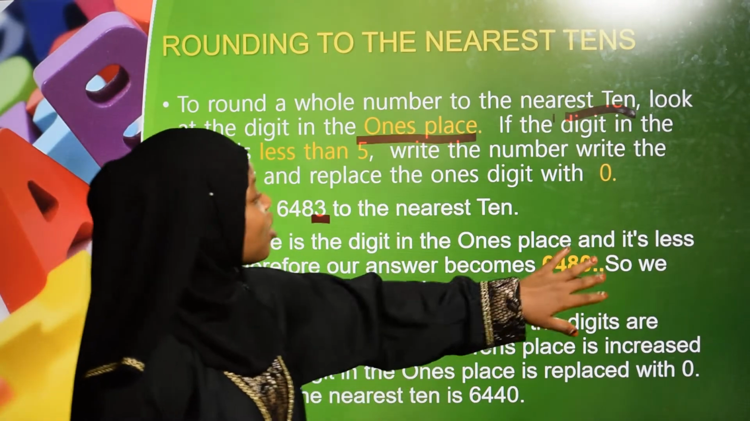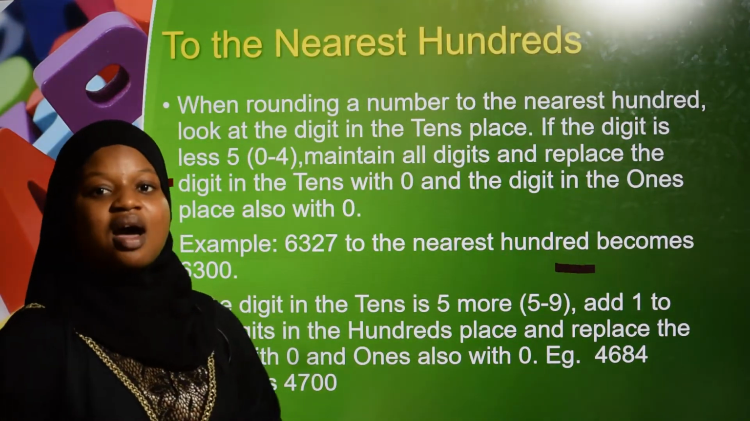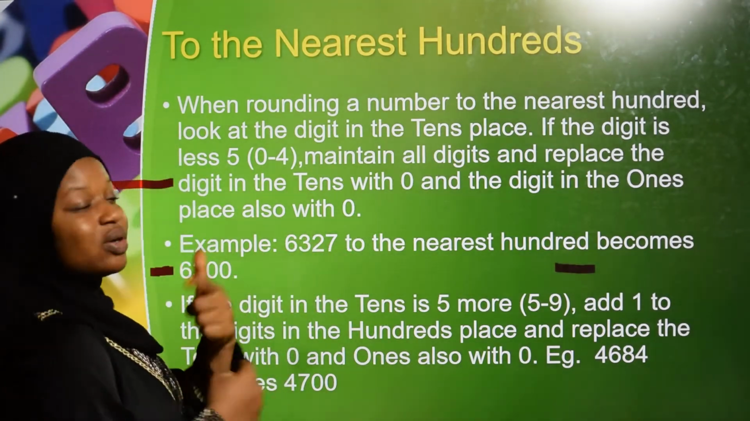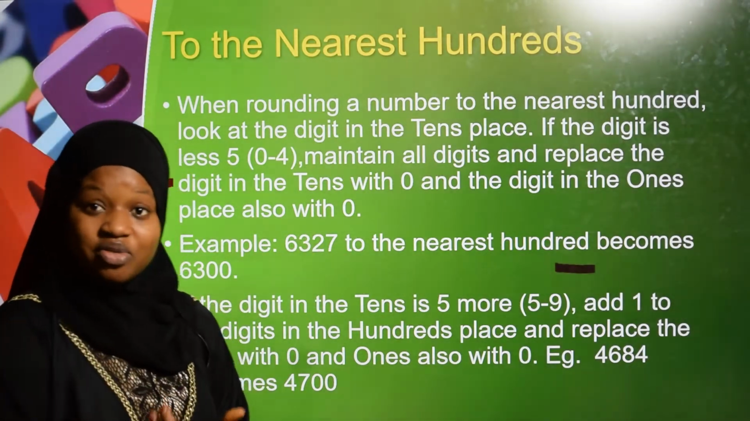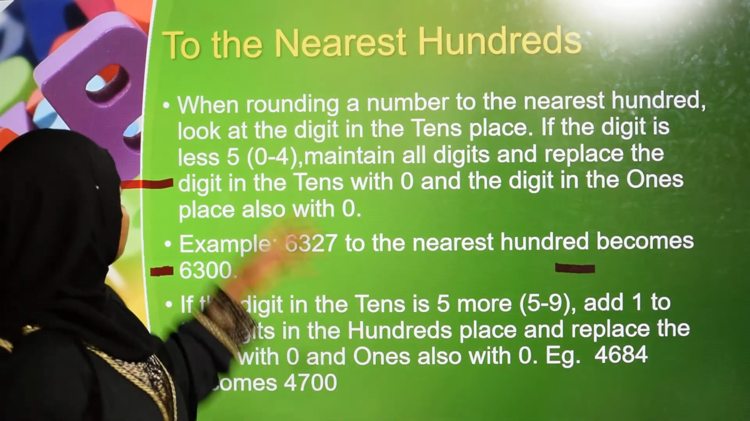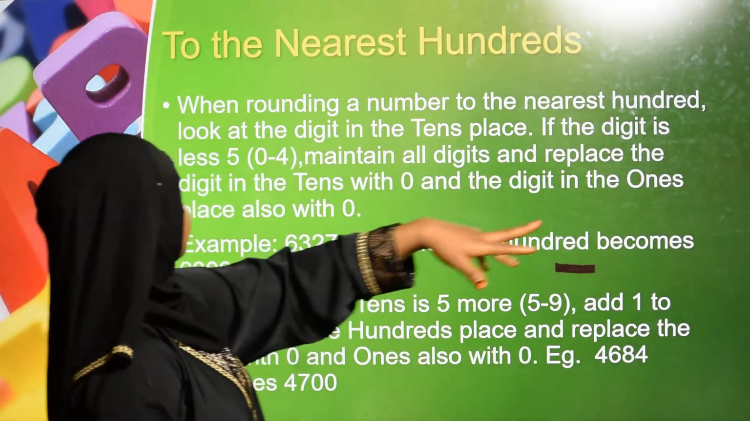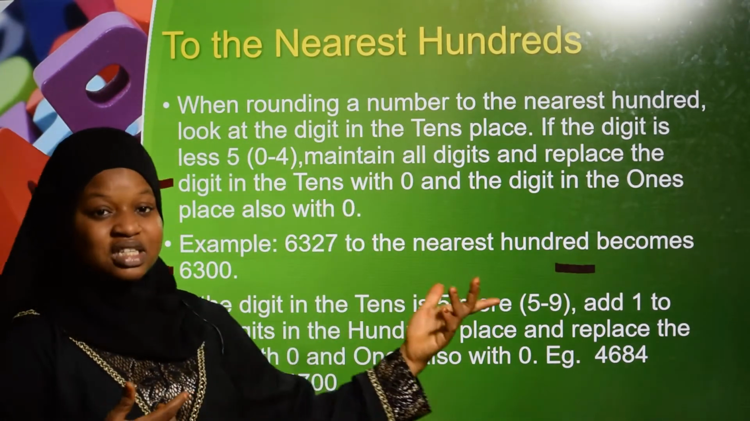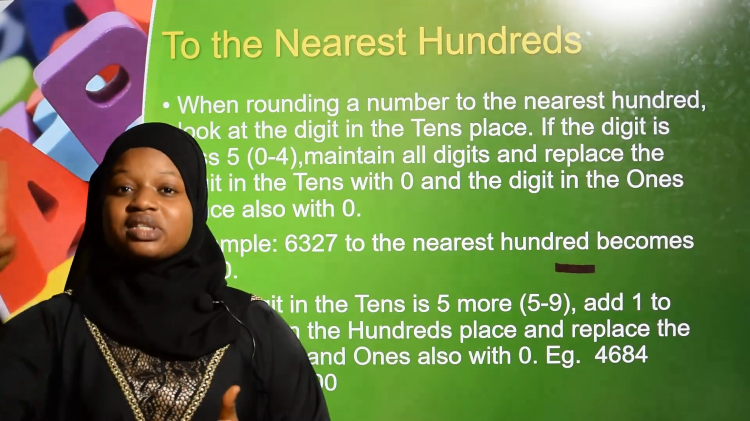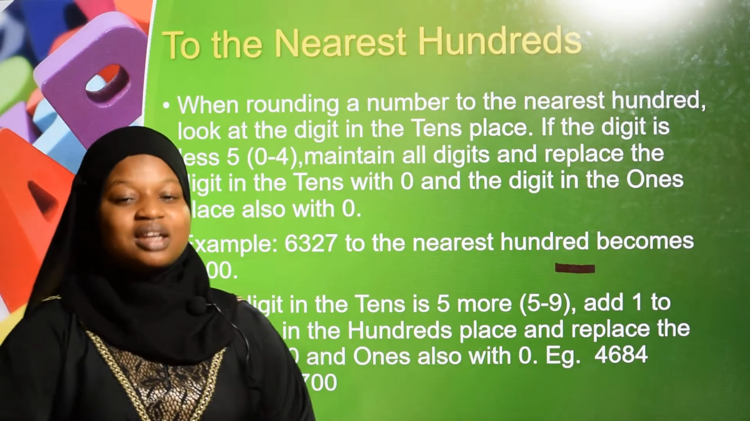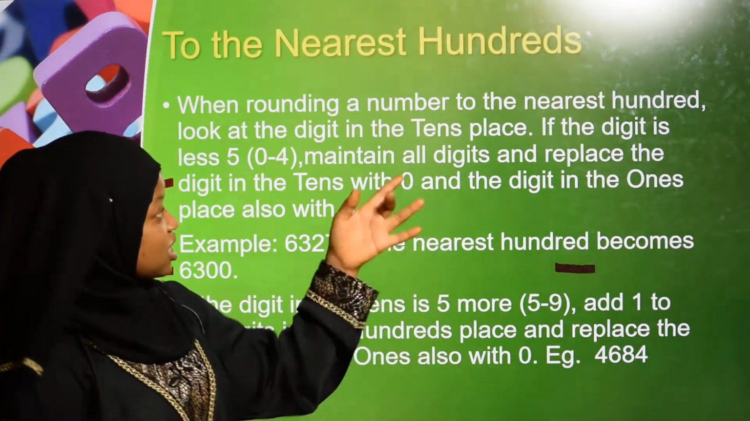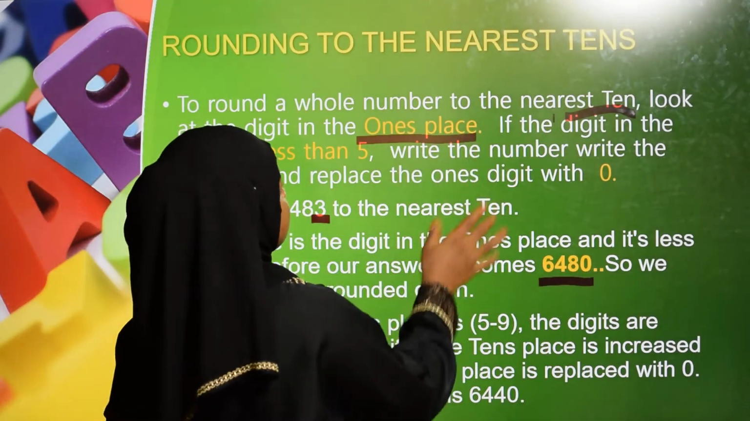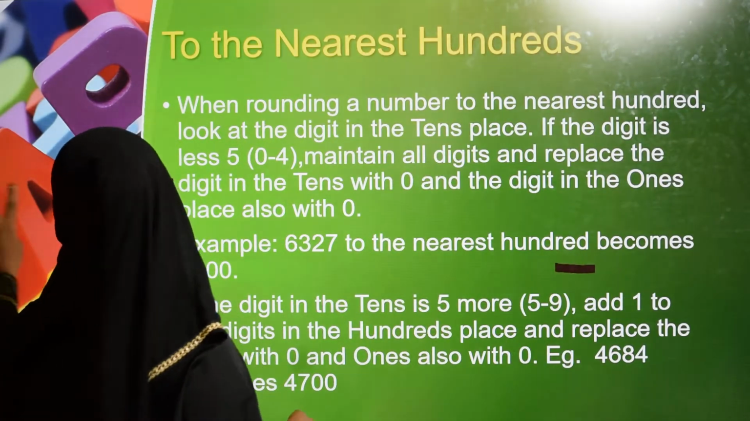Now let's look at rounding numbers to the nearest hundreds. Here is the same thing, but here we are rounding it to the nearest hundreds rather than tens. So when rounding a number to the nearest 100, you look at the digit in the tens place. You can see the difference here. When we were rounding to the nearest tens, we were looking at the digit in the ones place. But to the nearest 100, we look at the digit in the tens place.